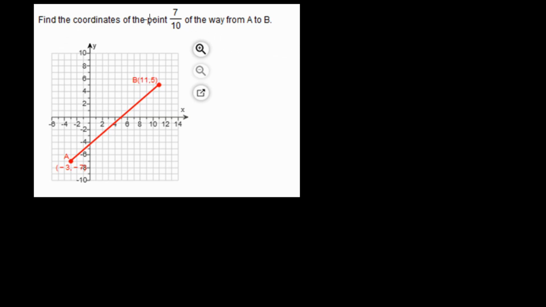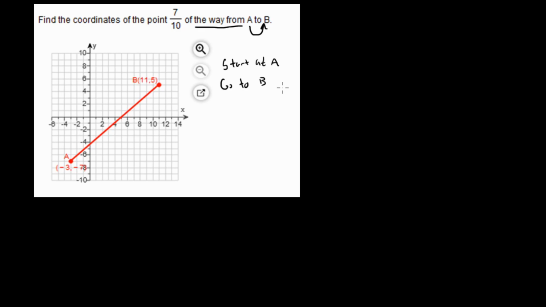It says find the coordinates of the point 7/10 of the way from A to B. So if you're going from home to school, that means you start at home and you go to school. So we have to start at A. So I'm just going to put here, start at A, go to B. And that's just so that when we get to the final step, before determining where we're going to rest on the line, we know to add those values to A.